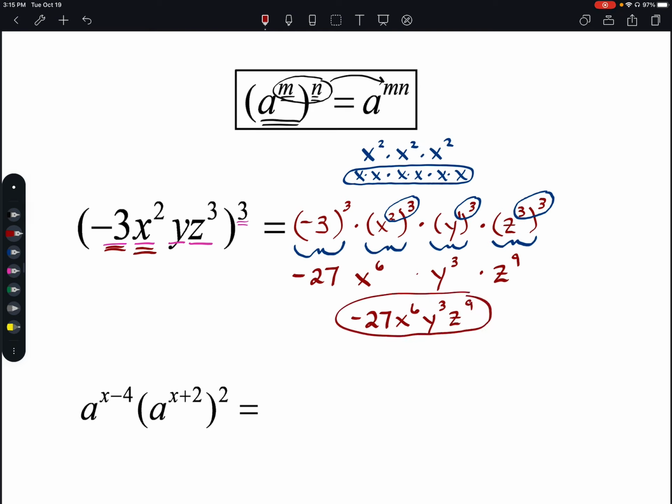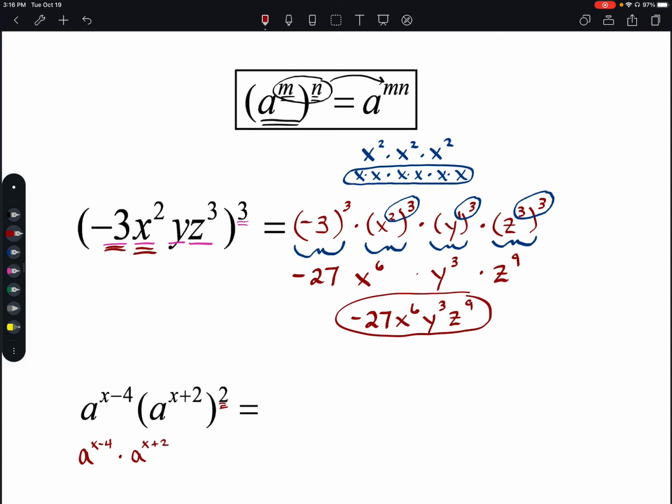All right, down below, we've got an a raised to the power of x minus 4 times an a raised to the power of x plus 2, and then that's being squared. So we're going to have to kind of look at our order of operations or look at what's happening here. Right, so we have this a, it's being raised to the power of x minus 4 times an a raised to the power of x plus 2.